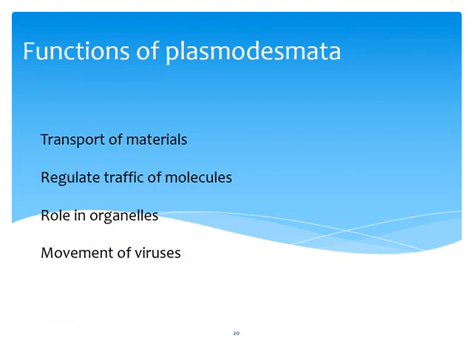So here we have some of the functions of Plasmodesmata. It helps in the transportation of material. It also regulates the traffic of molecules from the adjacent cells, and it also plays a role in the development of organelles, and most of the viruses also move through this cytoplasmic extension or strand, that is Plasmodesmata.